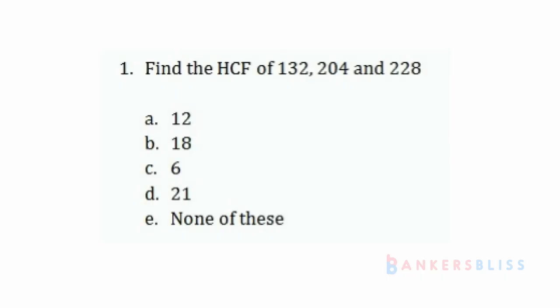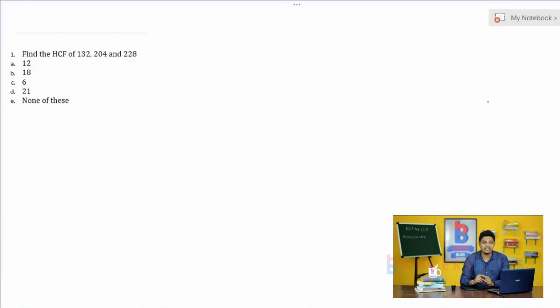Next, let us go to problem number 1. Find the HCF of 132, 204 and 228. So you have to calculate the HCF of 132, 204 and 228. You have two methodologies. One is the factorization method. You have to calculate the prime factors of the given numbers, and the second methodology is the division methodology.